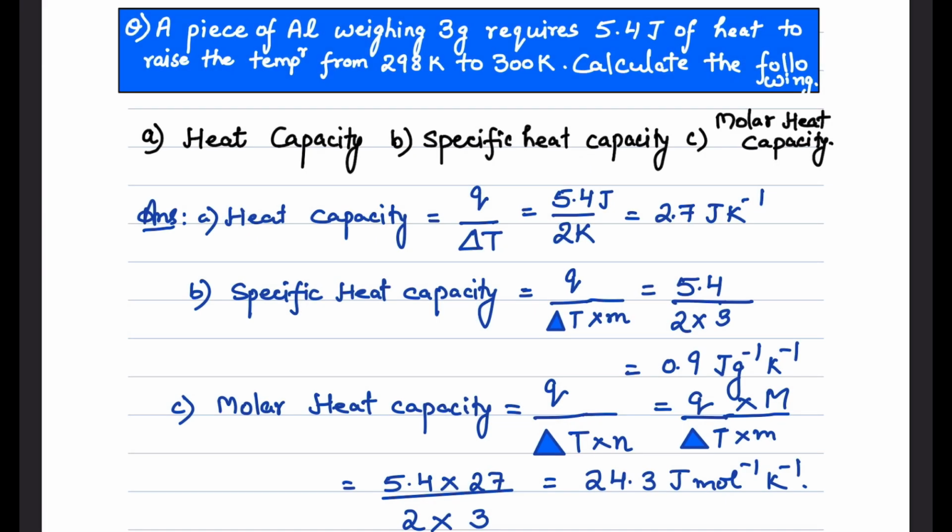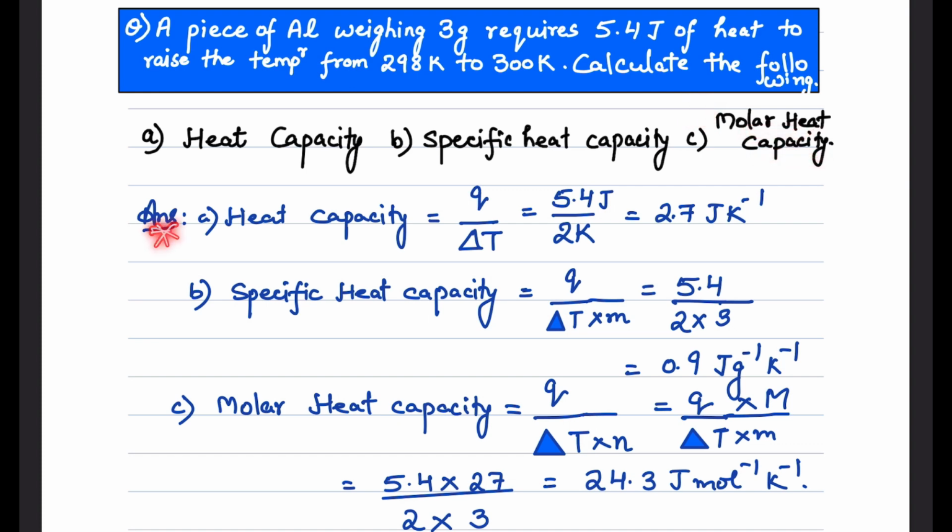Let us consider this numerical. A piece of aluminium weighing 3 gram requires 5.4 joule of heat to raise the temperature from 298 Kelvin to 300 Kelvin. Calculate the following. The first is to calculate the heat capacity. The second is to calculate the specific heat capacity, and the third one is to calculate the molar heat capacity.